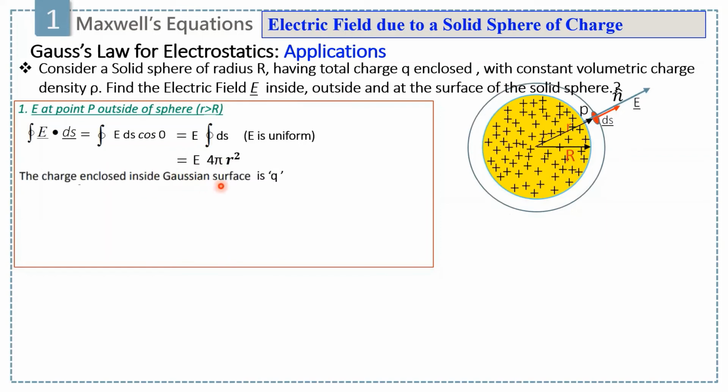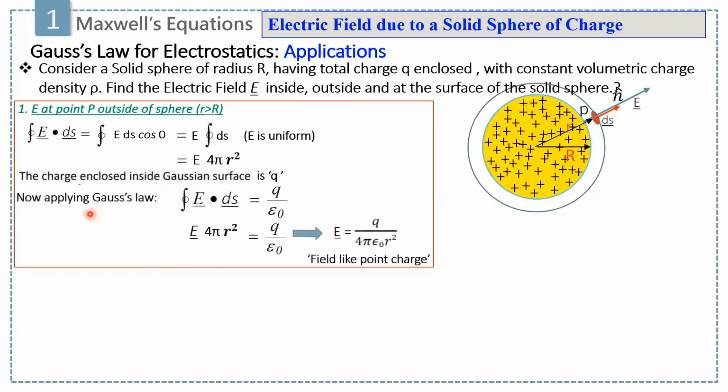The charge enclosed by the Gaussian surface is Q. And now by applying Gauss's law, closed integral E dot ds is equal to Q over epsilon naught. And by equating Gauss's law with this derived equation, we get electric field is equal to Q over 4 pi epsilon naught r square. Here we can see that the field outside of the sphere is like that of a point charge. And the second result is that this is also the same field as in the case of the charged shell when we found the electric field outside of the shell.